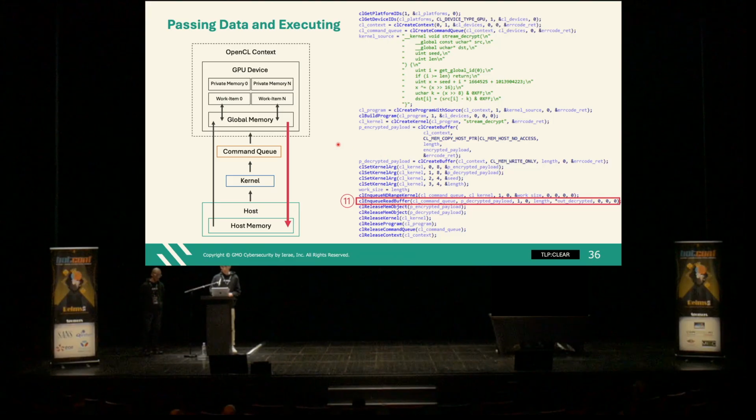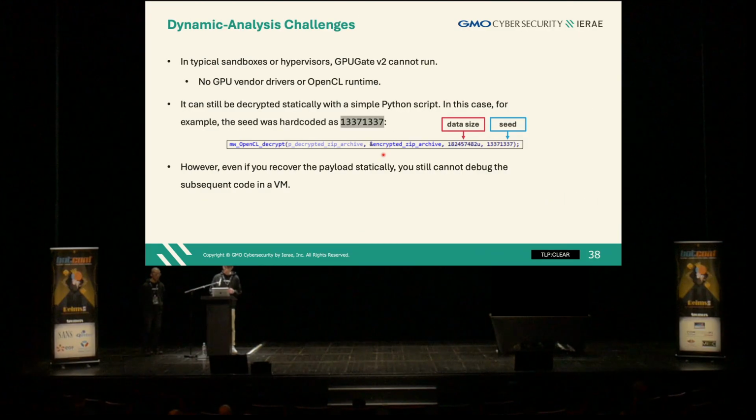Lastly, the decrypted data is read back from GPU memory, over here in global memory, into CPU memory with clEnqueueReadBuffer. To put this all together, this is what the execution model looks like at a high level, but we've been going through this, so I'll skip this for now.